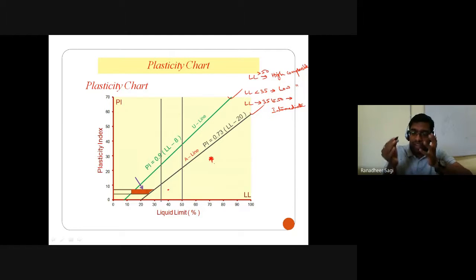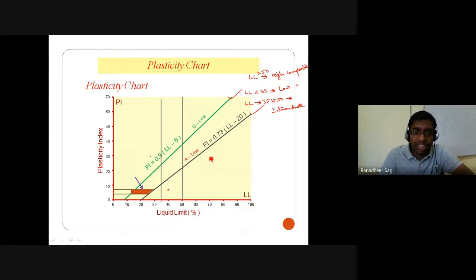I can further understand it as whether it is a silt or organic soil. Let's say it is a silt. Silt falling below the A line with liquid limit greater than 50. Then what should I call it as? Liquid limit greater than 50, high compressible. Below the A line, it is silt. So high compressible silt is what we categorize that particular soil as.